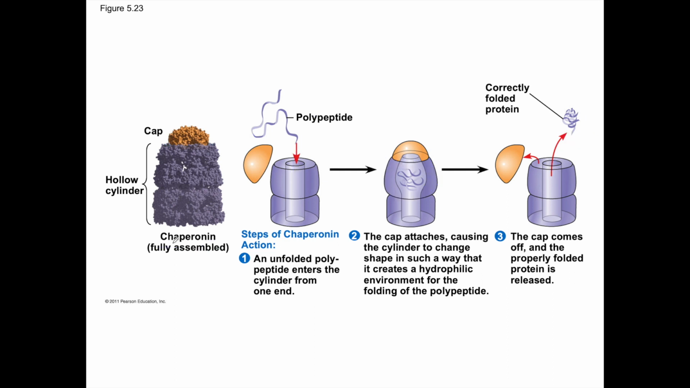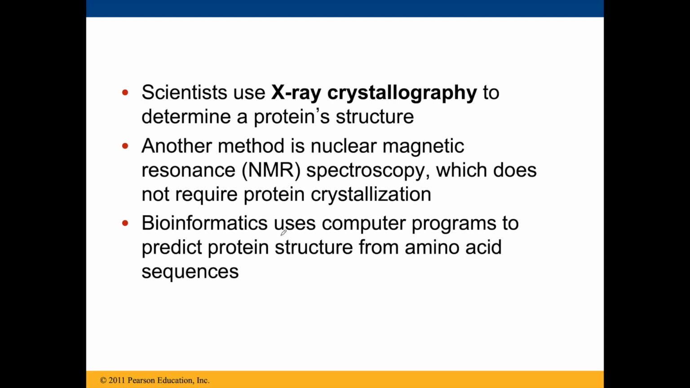Don't worry about that. Just know you have things called chaperonins, which will refold denatured proteins. Now, we care about the shapes of proteins because shape determines function, but you can't see a protein. It's too small to see, and you can't even see it with a microscope. So how do we see it?